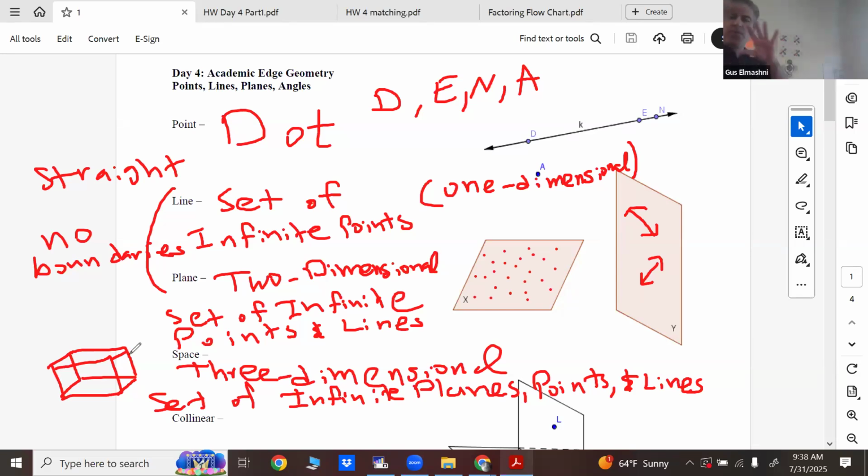Yeah, usually I draw like two rectangles off center and I kind of connect the corners. That's how I draw my boxes. But yeah, that's space. So like volume, right? That's one way of thinking about it. So a lot of terms there.